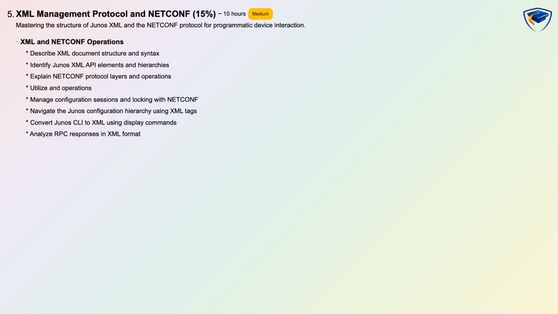XML Management Protocol and NETCONF make up 15% and are medium difficulty with about 10 hours of practice recommended and hands-on plus conceptual assessment methods. You will learn XML document structure and syntax, the Junos XML API elements and hierarchies, and the NETCONF protocol layers and common operations. Expect to practice get-config and edit-config operations, manage configuration sessions and locking, convert CLI output to XML, and analyze RPC responses in XML format.